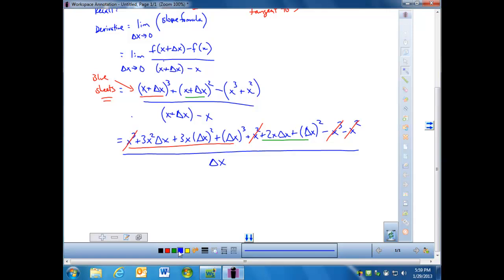I'm able to cancel those four terms out, which isn't really a whole lot. But as you might remember in class, as I look through the rest of these, every single one of these terms has a delta x term as a part of it. So I'm going to be able to cancel out a delta x from every single term here, which will enable me to go back to the substitution technique and evaluate what the limit is.